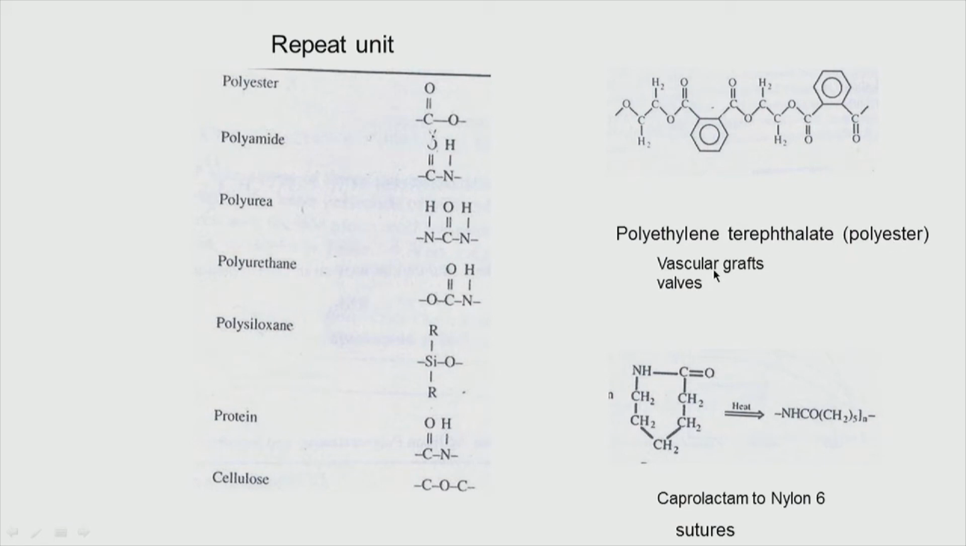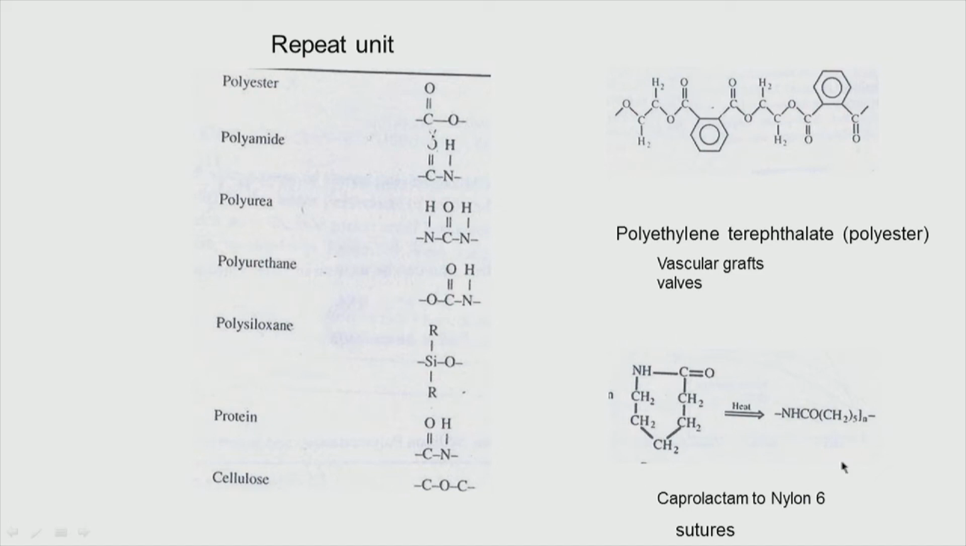It is used in manufacturing vascular grafts, large diameter vascular grafts, not the 2 mm type. It is also involved in valves, patches, and so many other applications. It is called polyester, and the ester bond, as you know, can be degraded by esterase type of enzymes.